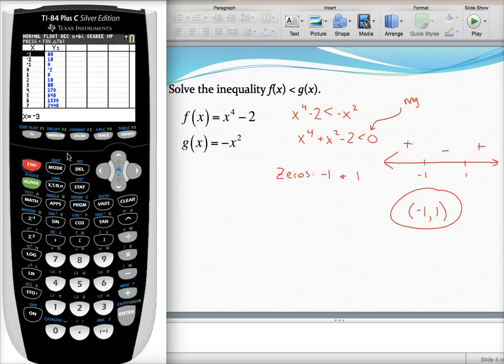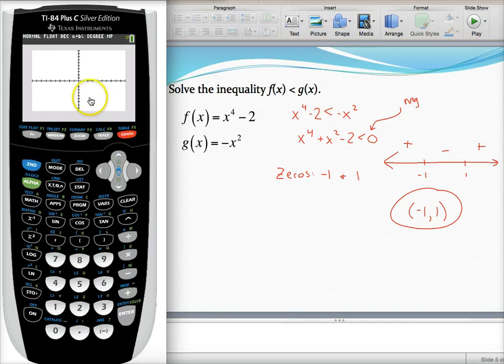And if I check my graph, I can confirm that, yeah, the only two zeros I get are at -1 and +1. Those are the only two spots where the graph touches the x-axis. So on my number line, I've labeled -1 and +1.